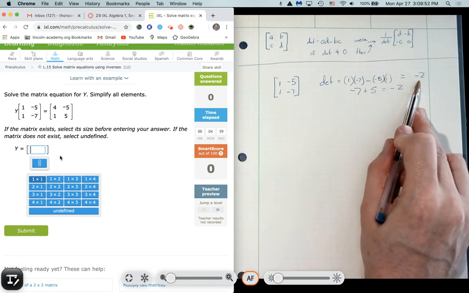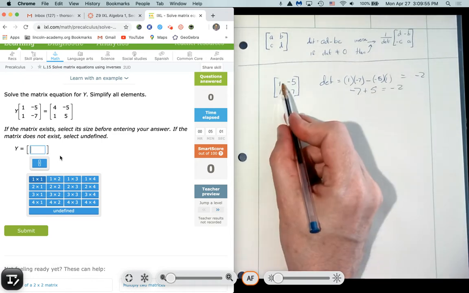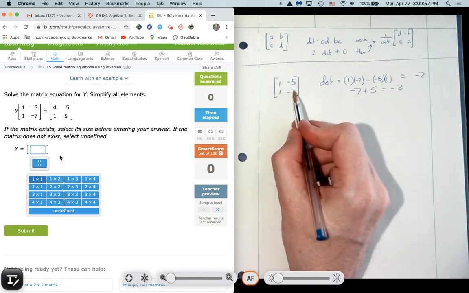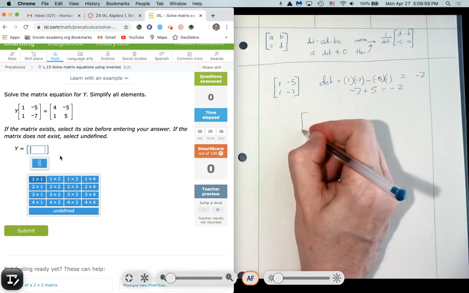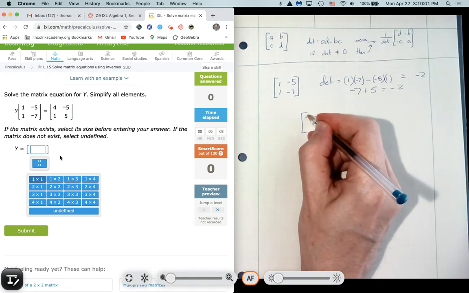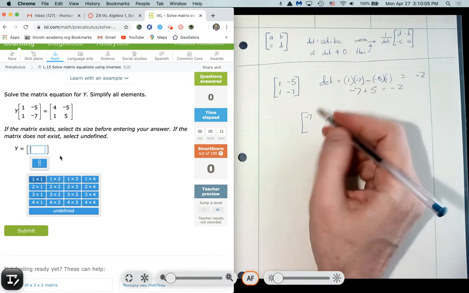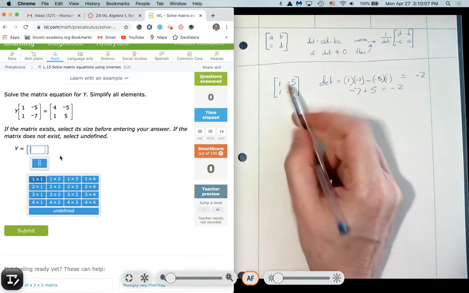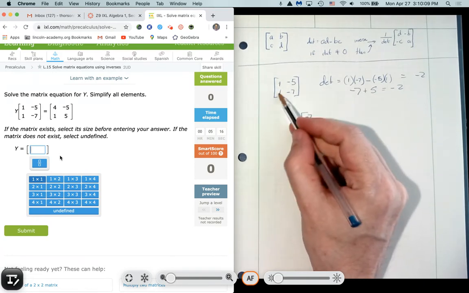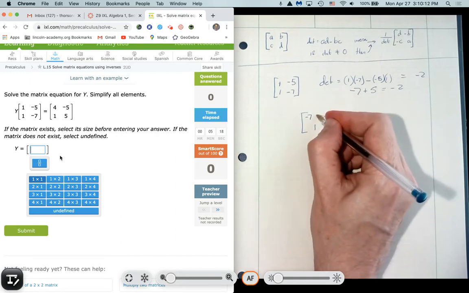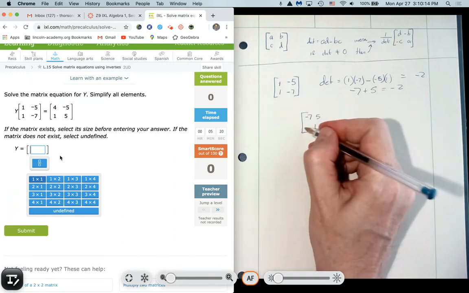So now I'm going to find its inverse. First thing I'm going to do is swap the places of those two. I'm going to put the -7, that was the bottom right one, up to the top left. And then I'm going to put the 1 there, so those two swapped. I'm going to change the sign of those two. So that's going to become a +5. That's going to become a -1.